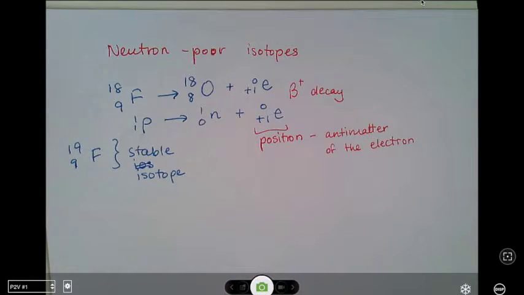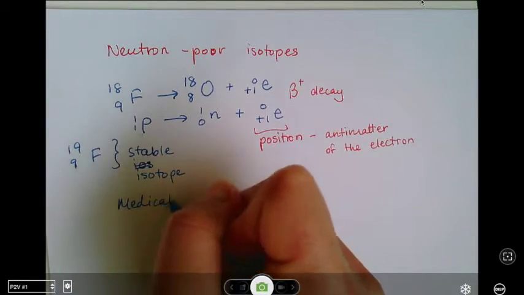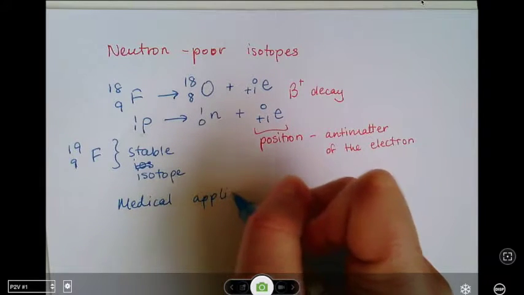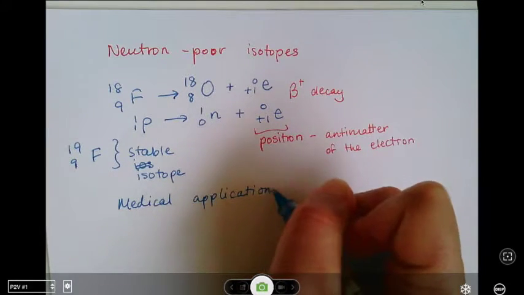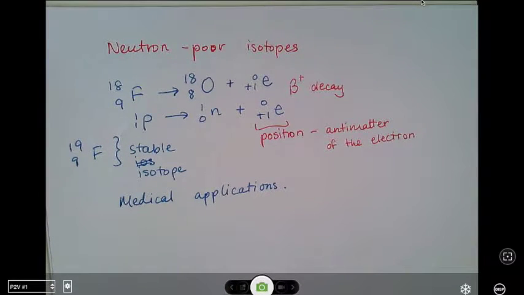So fluorine-18 is quite interesting. It's used in medical applications. What we do with it is we attach it to a glucose molecule. Now, glucose molecules will travel to sites of high cellular activity, for example the brain, and tumor cells especially. And it will decay only over a period of hours.